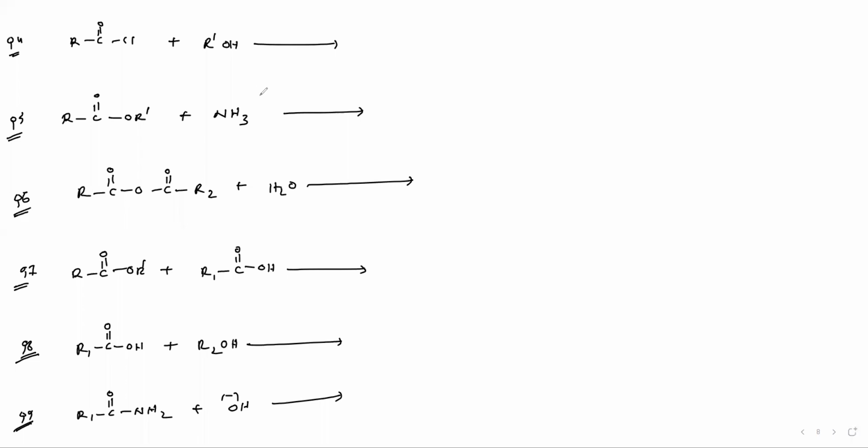Done. Now look, this stuff, how can you solve? Just remove Cl and H. What you get? R C double bonded O, O R prime. In this case, OR you have to remove and H you have to remove. The other stuff you have to add. That means, now what are the byproducts? HOR prime. That means this one is the alcohol. In this case, what is the byproduct? HCl.